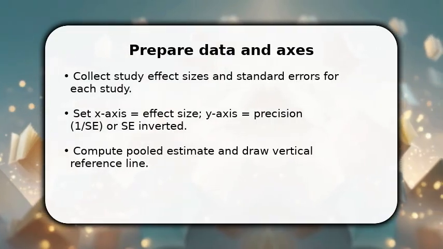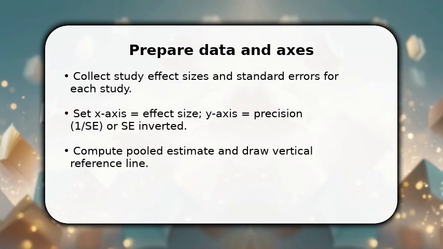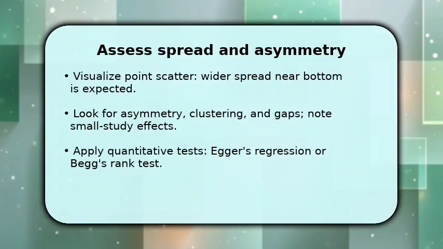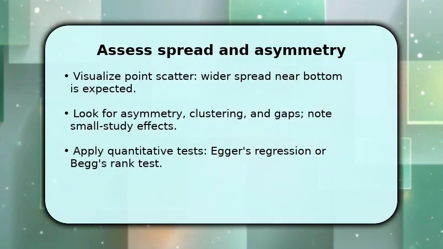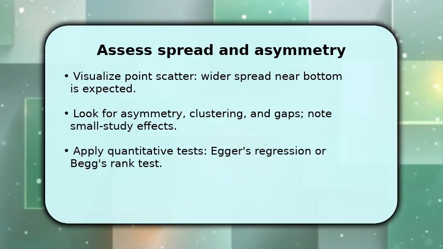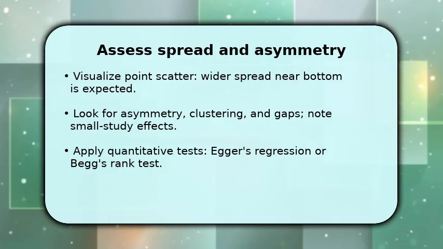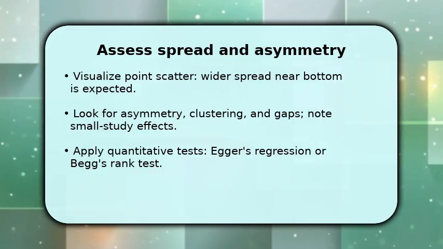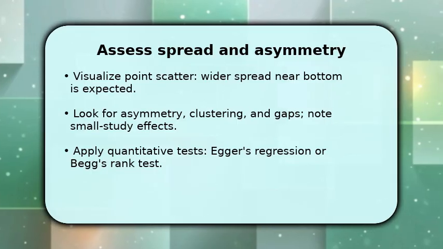Start plotting points immediately. This gets you into the data and reveals early patterns to investigate. Once the funnel is plotted, inspect the distribution. Larger studies cluster near the top while smaller studies scatter toward the base. If you see asymmetry, more points on one side, or gaps, consider small study effects or publication bias.